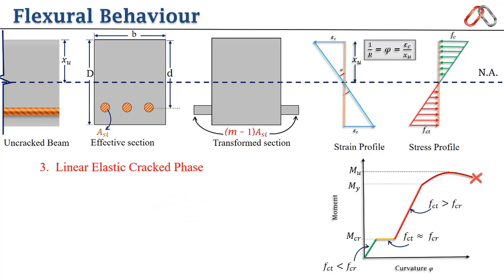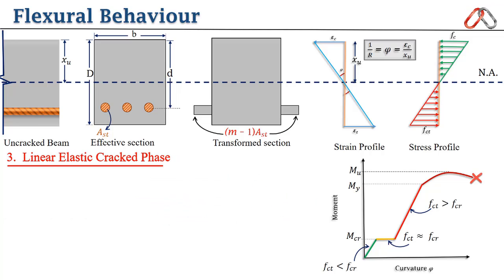Now move to third phase, linear elastic crack phase. Here applied moment exceeds the cracking moment. The maximum tensile stresses in concrete exceeds the flexural tensile strength and section starts to crack on tension side. And as load increases gradually, these cracks start to widen and propagate towards neutral axis.